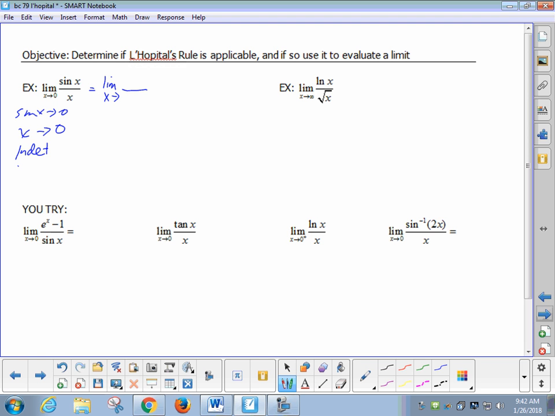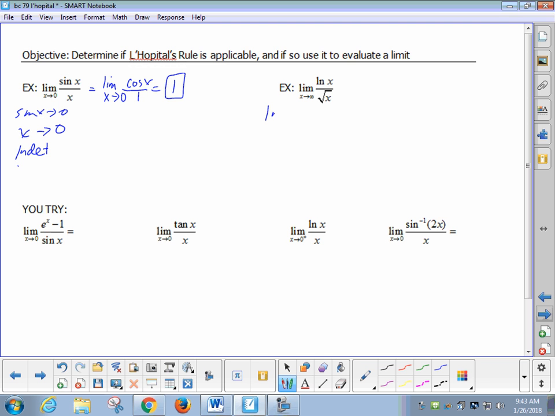What's the rate of change, or the derivative, of sine? Cosine. And the rate of change of x is just 1. That limit is doable. Their rates of change are comparable or proportional. In fact, that limit is 1. Now remember, you're only to do that derivative step if you find it's indeterminate. So first find that it's indeterminate, and if so, use it.